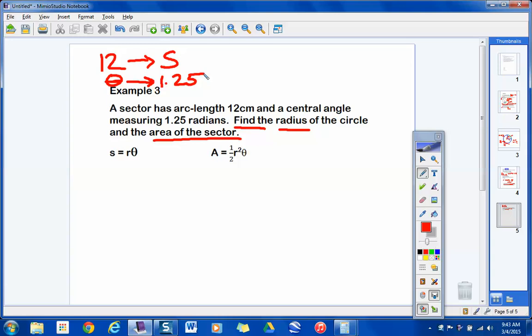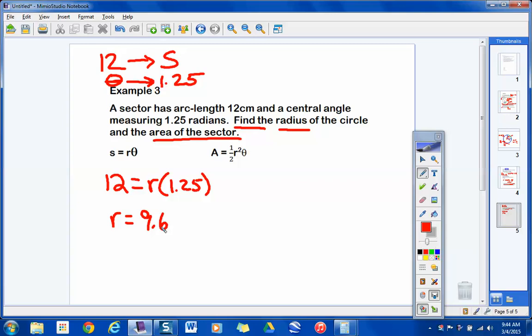Let's figure this first one out, okay? It says the first thing we need to find is the radius. Well, I'm going to use this formula right here. What can I plug in for S, kiddos? 12. 12 is going to equal the unknown radius that we're looking for times my angle in radians. Can I make a guess on this? Go for it. 48 divided by 9.6? Yeah. Sweet. Radius is 9.6. What unit should we probably attach to that? Centimeters. It's a length.